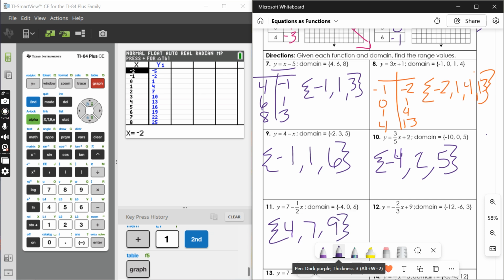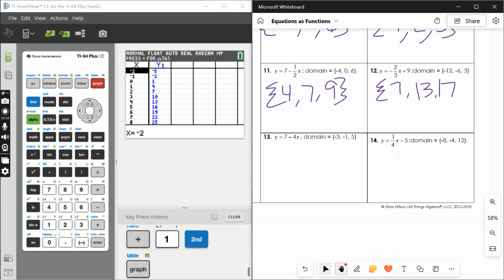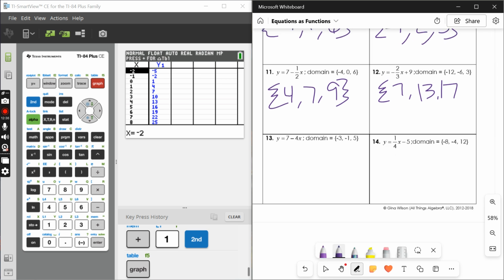Number 12, we should get 7, 13, and 17. On 13, you should have gotten negative 13, 11, 19. And then last on 14, you should get negative 7, negative 6, negative 2.